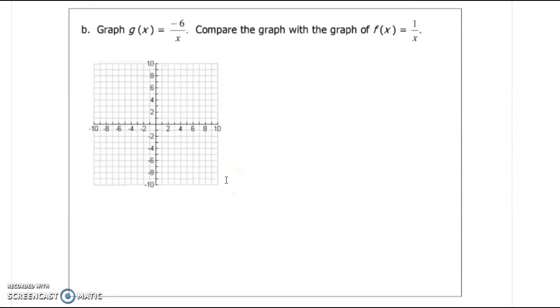Okay, so on this one, they want us to graph g of x is negative 6 over x and compare it to the original. So I'm going to go ahead just real quick and graph these same points that I had graphed for 1 over x, the parent function that I had graphed previously.